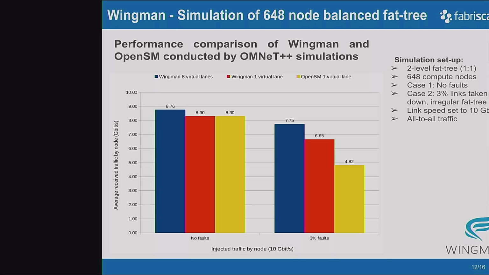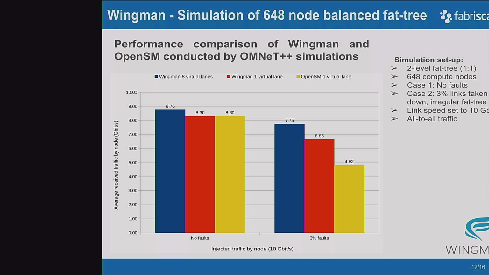So in this case, it's 3% faults, and all nodes are fed with 10 gigabit per second traffic, which is far less than the 100 gigabit capacity. We see that we can have significant speed up in this situation.